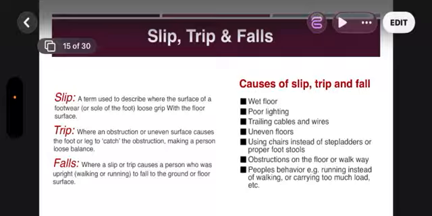Causes of STF: wet floor, poor lighting, that is poor illumination, trailing cables and wire, uneven floors, using chairs instead of step ladders or proper foot stool, obstruction on the floor or walkway, people's behavior, e.g., running instead of walking or carrying too much load, etc. These are some of the causes, so you must learn to avoid this.